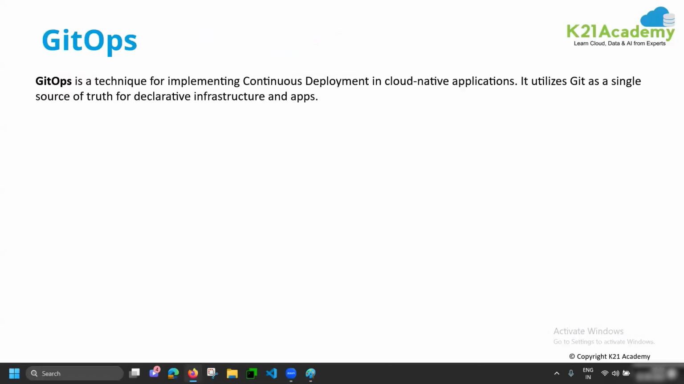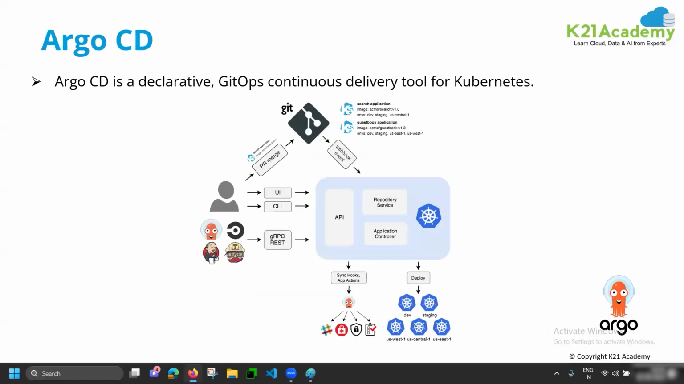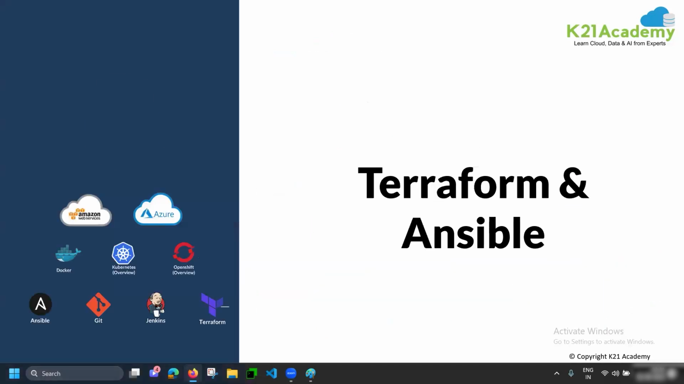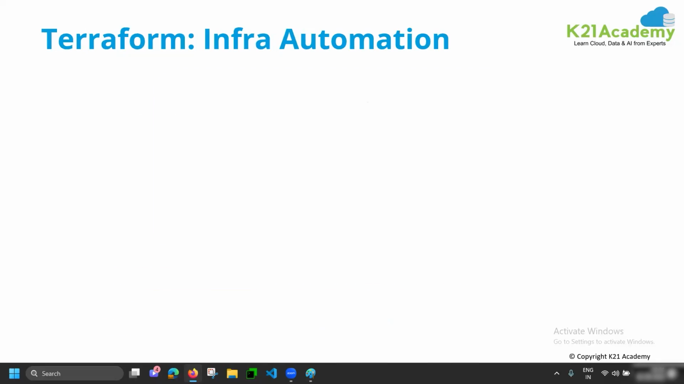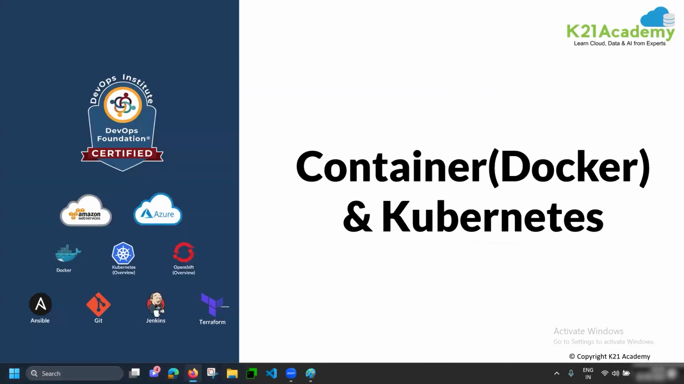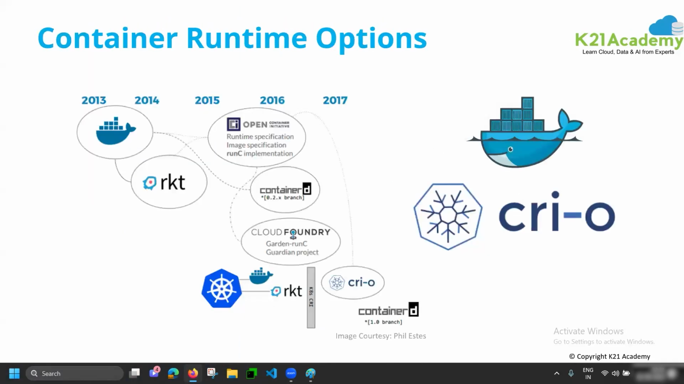By the way, you have already covered, and we talked about, this GitOps process. Argo CD is one of the tools. We'll have infrastructure provisioning with Terraform and Ansible. These 2 are the tools. And Docker and Kubernetes, we just talked about this, and we'll go into detail later on.